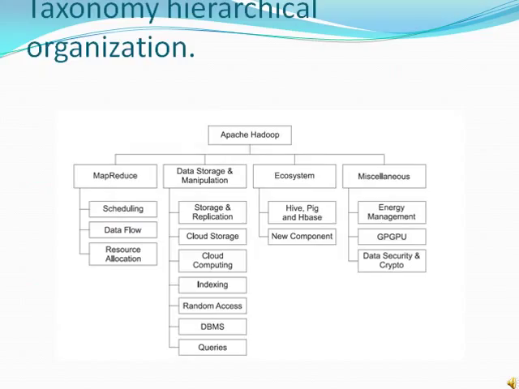And here is the taxonomy, the hierarchical organization of Apache Hadoop. Apache Hadoop is further classified into MapReduce, data storage and manipulation, ecosystem, and miscellaneous. Under MapReduce, we get scheduling, data flow, and resource allocation. Under data storage, the storage and replication, cloud storage, cloud computing, indexing, random access, DBMS, and queries, all the data related. Coming to the ecosystem division, we have HBase and new components regarding the ecosystem. Under miscellaneous, these are the categories which do not belong to any of the previous three: energy management, GPU, and data security and crypto.